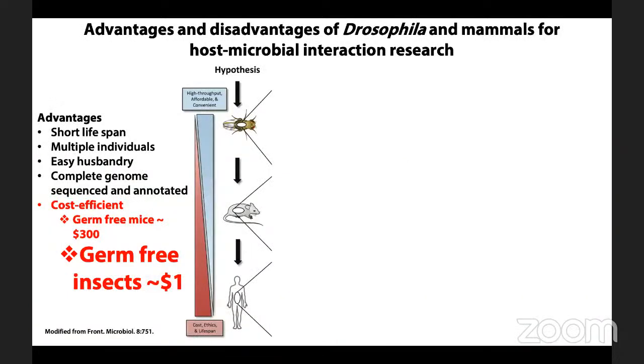So while invertebrates are really nice, oftentimes because they're pretty cheap as well. Germ-free mice are about $300 a pop, maybe even more than that now. Germ-free insects can be about $1. And actually for us, germ-free cockroaches are about 30 cents each. And so clearly there's a cost scale there that's really nice.